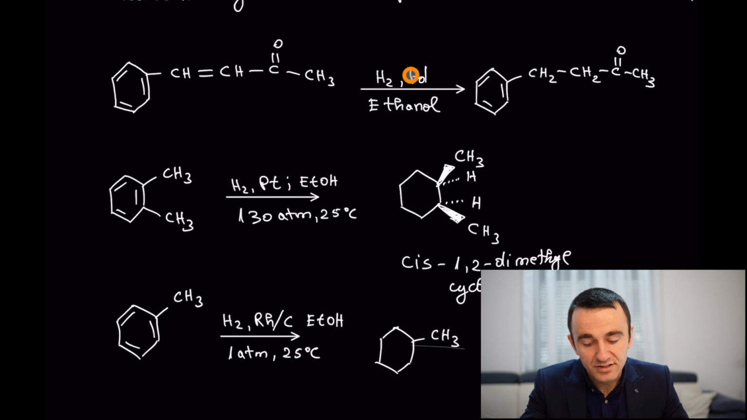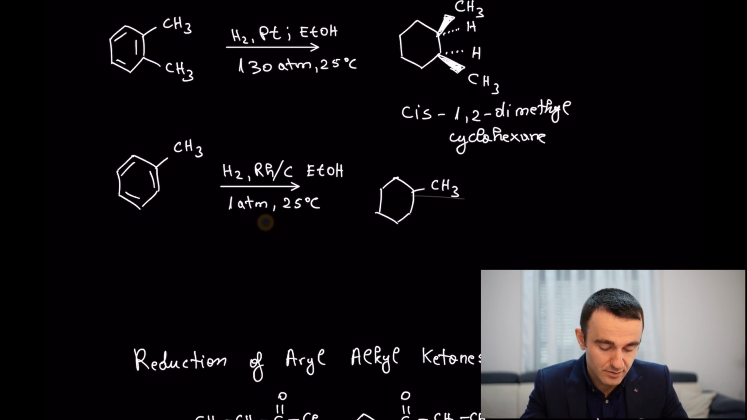So keep in mind, if you use hydrogen and palladium, you're going to eliminate the double bond if you have a double bond, but you are not going to touch the benzene ring. But if you use hydrogen with rhodium on carbon, you have the reduction of the benzene ring. This is the difference. Or otherwise you have to use high pressure.